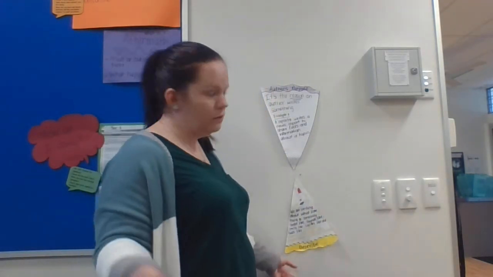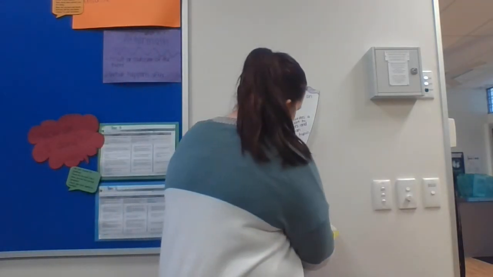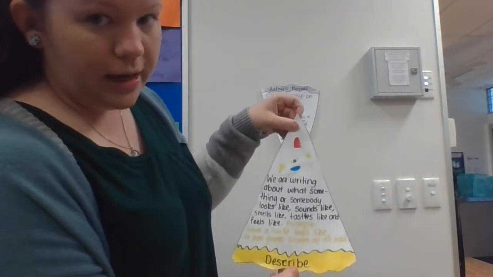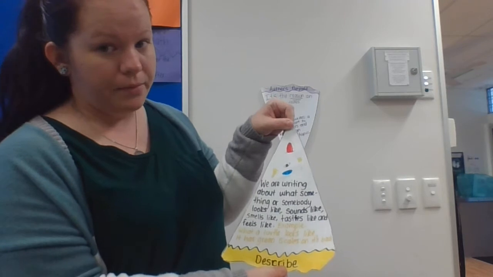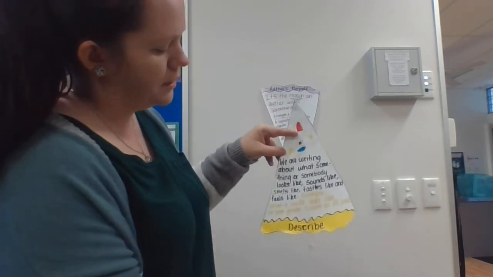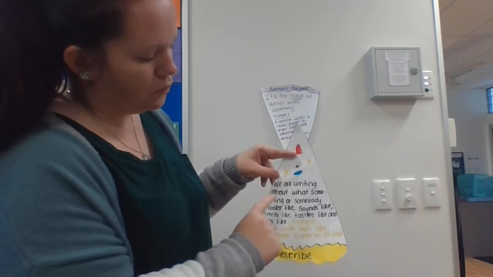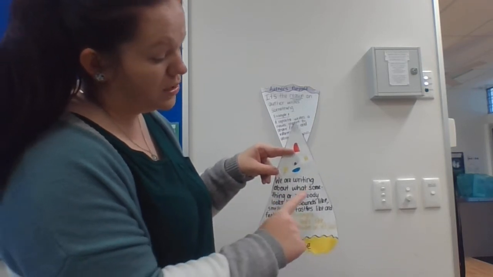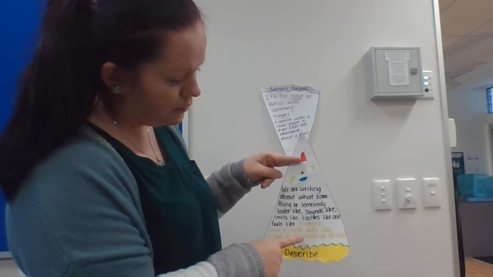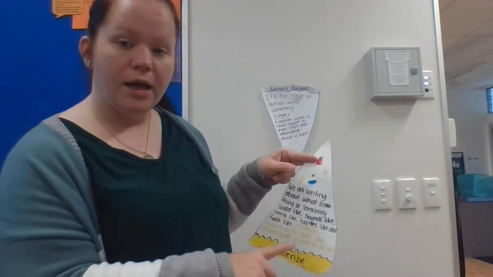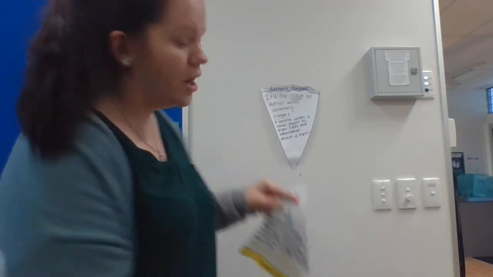Now, PIED, we've got our D to go. So our D, our last one, is describe. So in our describe category, it says we are writing about what something or someone looks like, sounds like, smells like, tastes like, and feels like. So these are our 5 senses.